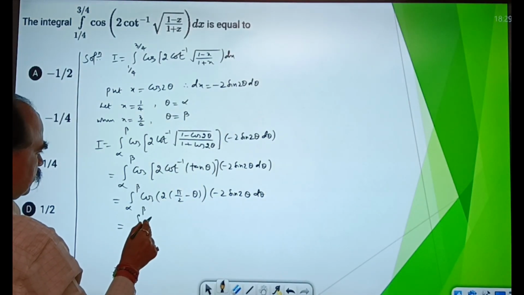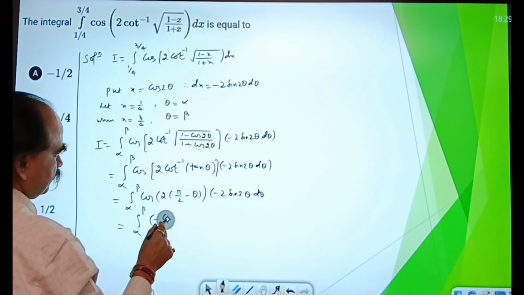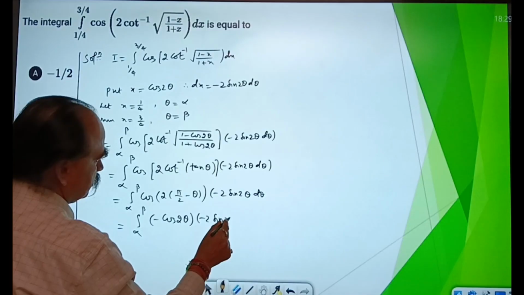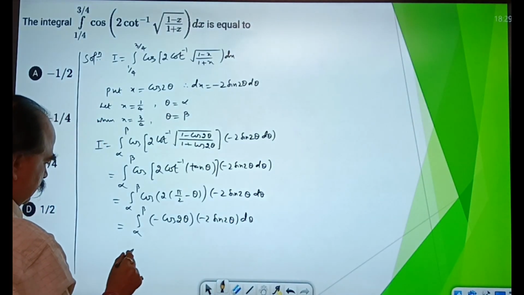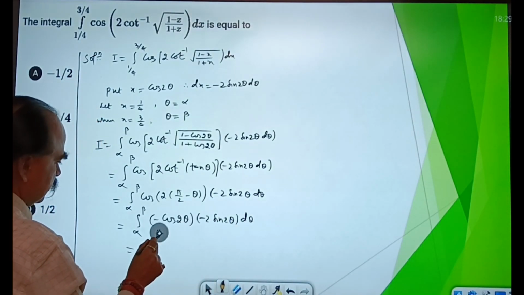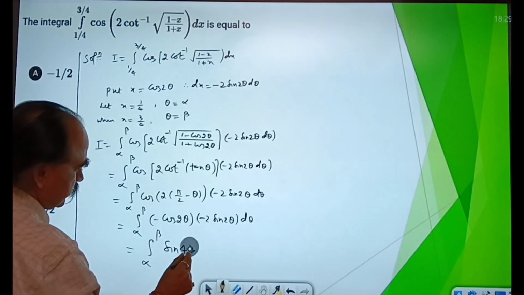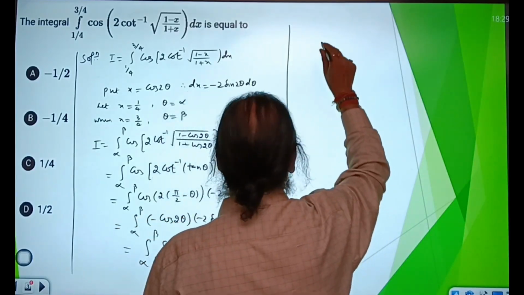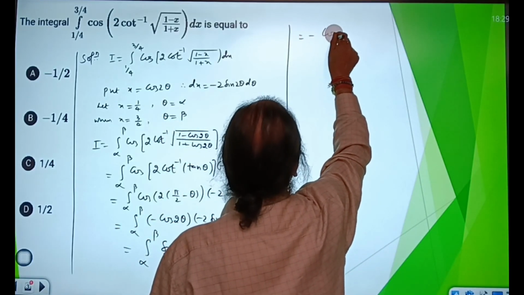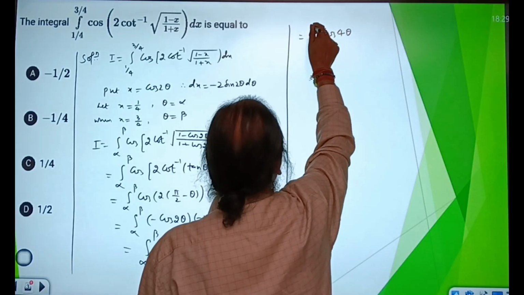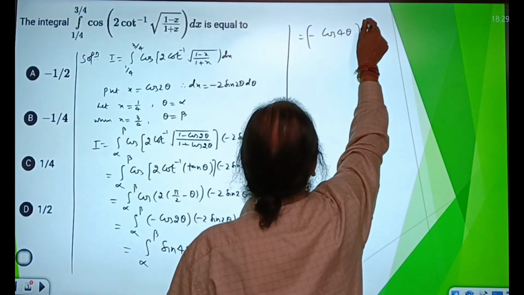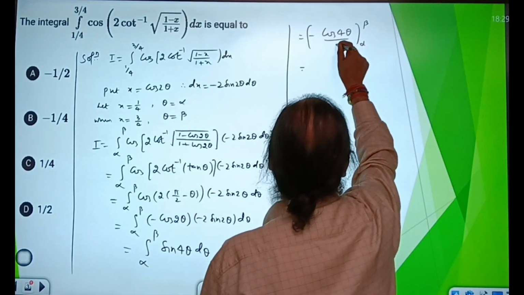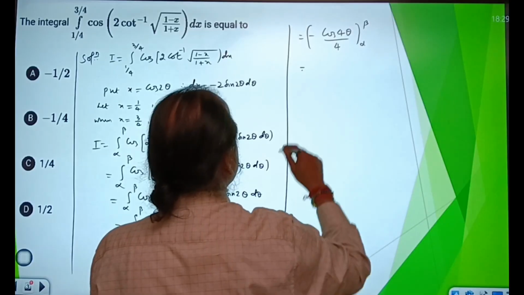Alpha to beta, minus cos 2 theta into minus 2 sin 2 theta. So this is what? Alpha to beta, sin 4 theta d theta. Integration of sin 4 theta is what? Minus cos 4 theta upon 4, between alpha and beta. So minus 1 by 4 you take outside.